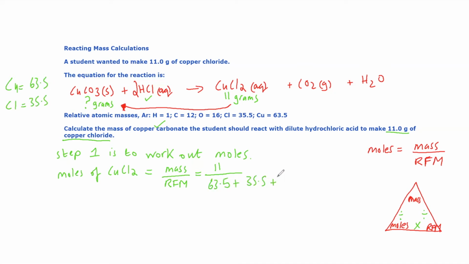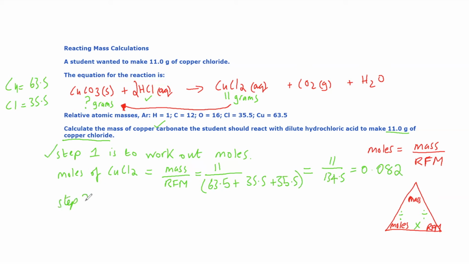So copper is 63.5, but there are 2 chlorines, so I do 35.5 times 2. And what I'm doing now is I'm just adding up the bottom numbers in the brackets. And that comes up to 11 over 134.5. And then when you work that out, it comes up to 0.082. I've rounded that off again.